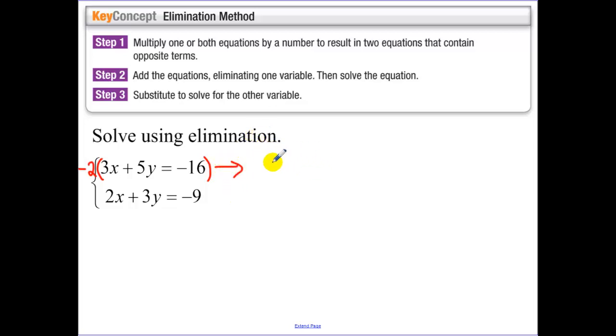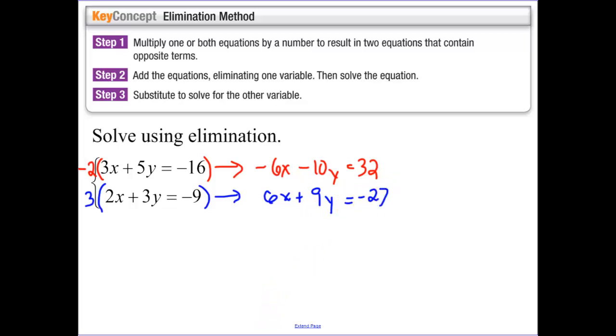So when I go and I multiply by a negative 2, I get negative 6x. Now be careful, make sure you multiply every term by negative 2. The bottom equation, I need the same coefficient on the x, so I'm going to multiply by a 3. And make sure you're multiplying every term by 3. Now we add the equations.